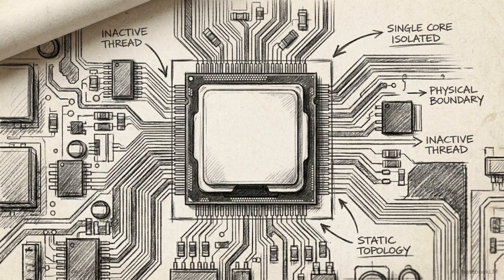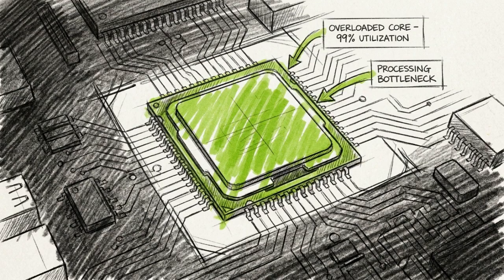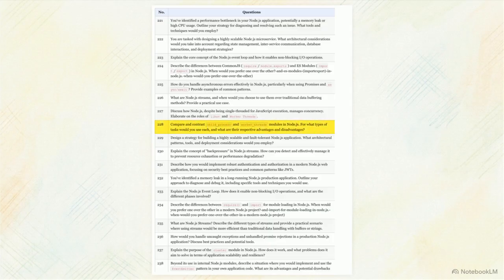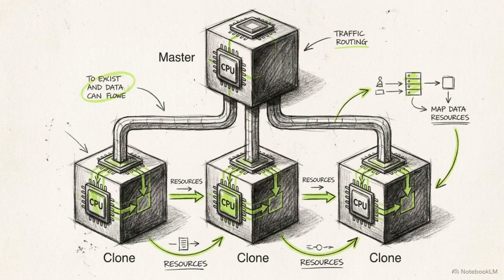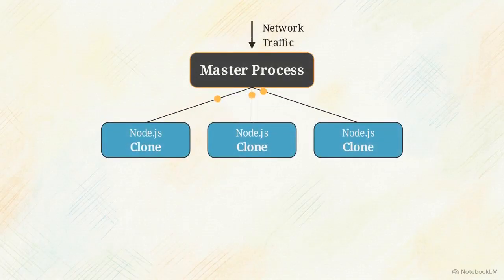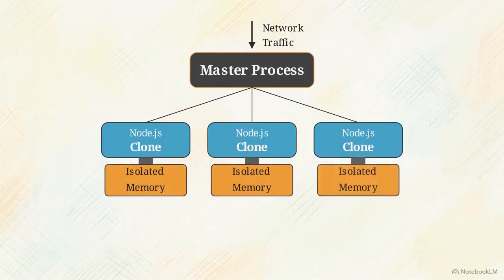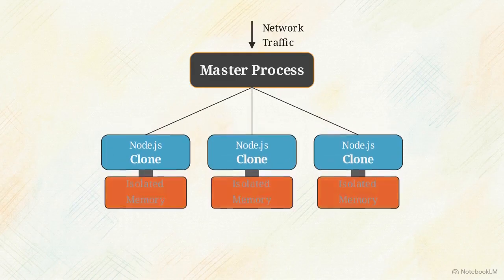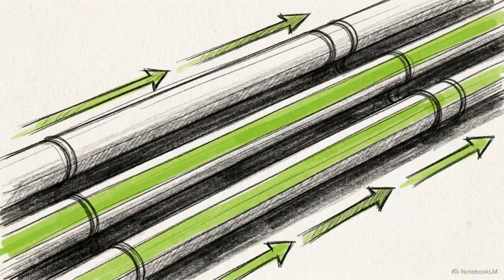The final constraint is the most rigid: the single-threaded nature of the V8 runtime. Computationally intensive tasks like image processing or encryption monopolize that single thread, halting the event loop for every other user. Question 228 asks for a comparison of the child process and worker threads modules to resolve this bottleneck. The oldest scaling strategy is the cluster module. The cluster module works by cloning the entire application process. A master process routes incoming network traffic to these isolated Node.js instances. Each clone requires its own separate memory allocation, which introduces significant system overhead. This architecture is ideal for scaling network I/O throughput across multiple CPU cores.